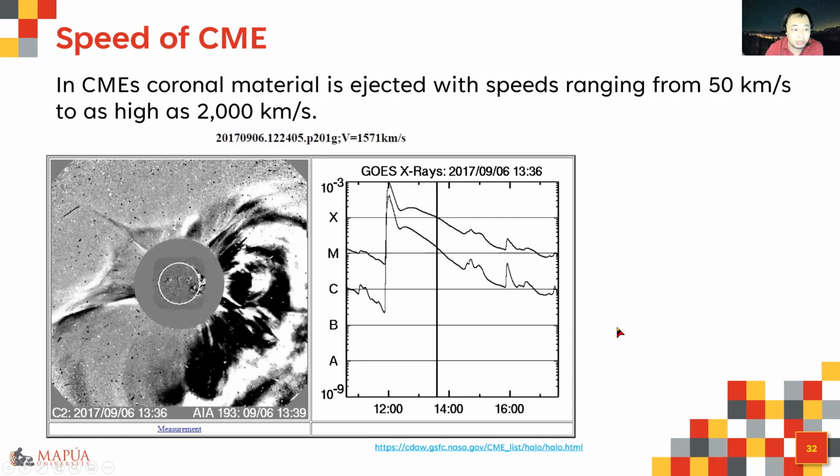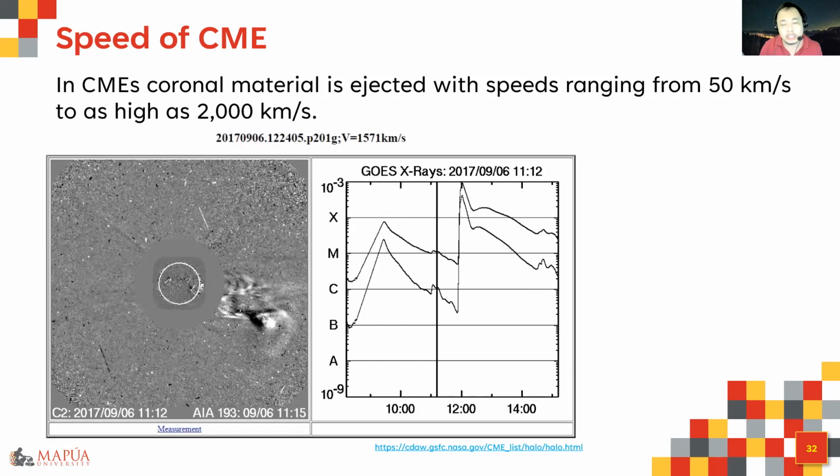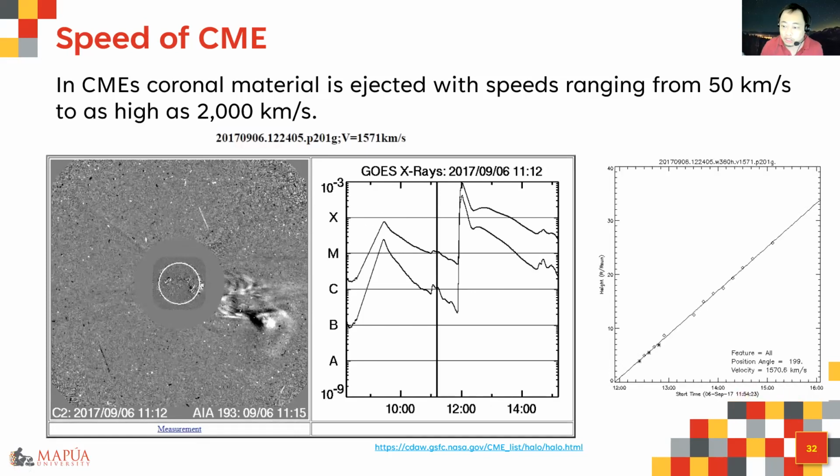In fact, a simple position versus time graph is used. I'm sure you're already familiar with the position versus time graph. This is the position, which is height, and this is time. Very simple. They plotted the positions of the coronal material as a function of time, and then just use the best fit line to estimate the speed. Using the best fit line, the speed is estimated to be 1,571 kilometers per second.